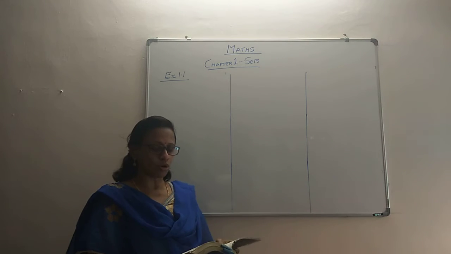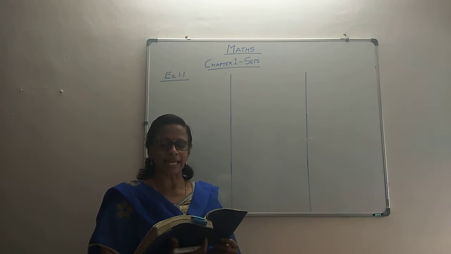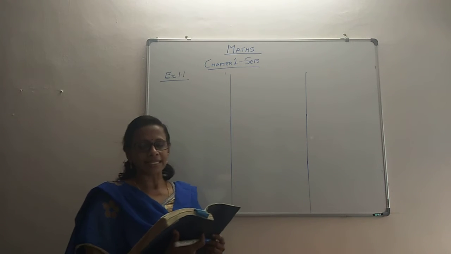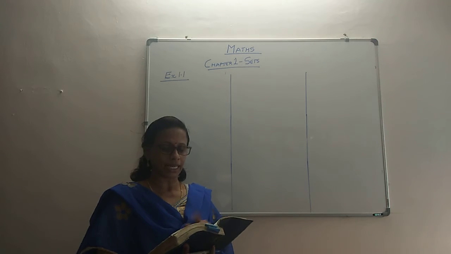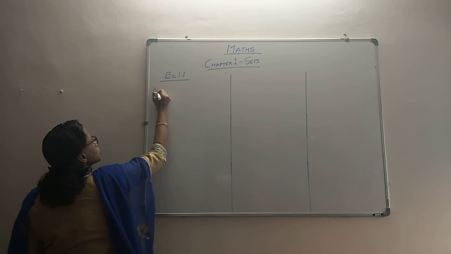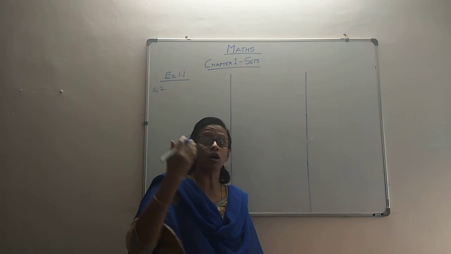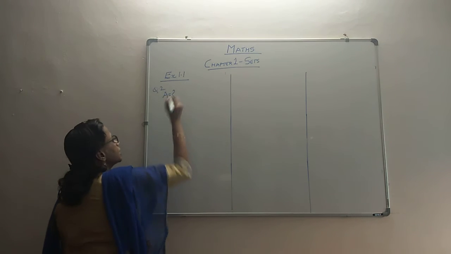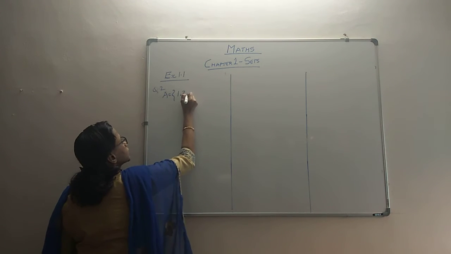Question number 2 of this exercise 1.1 gives us a set A which has the elements 1, 2, 3, 4, 5, 6. Insert the appropriate symbol, belonging or not belonging, in the spaces provided. In this we will also revise the concept of the symbol of an element belonging to the set. Here they give us a set A with elements 1, 2, 3, 4, 5, 6.